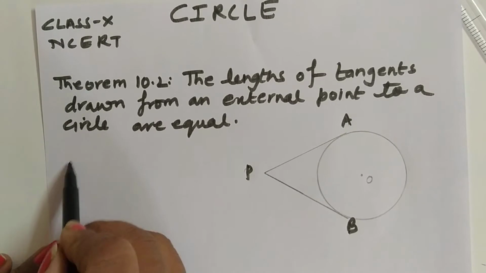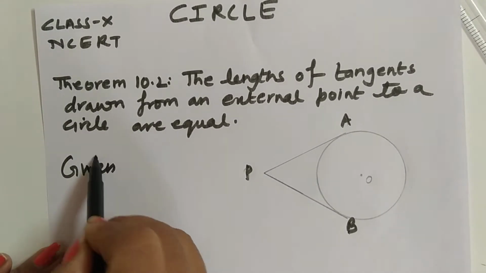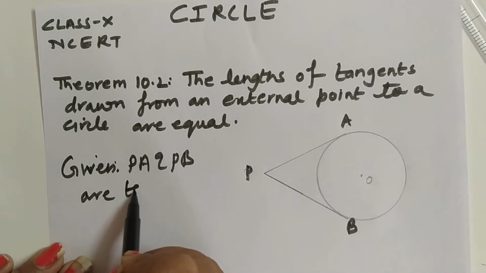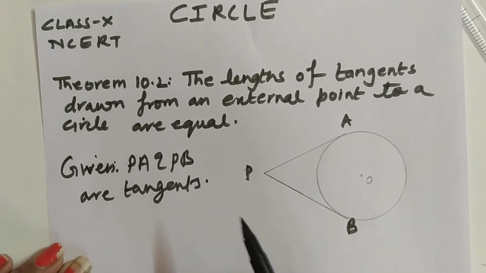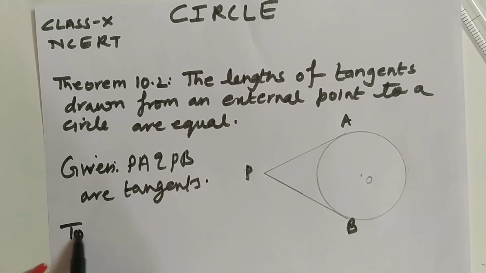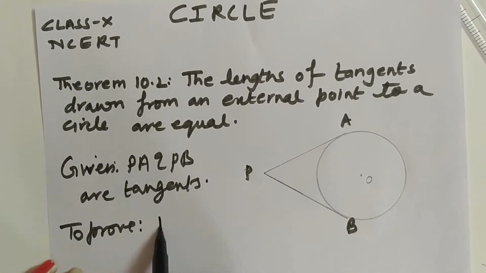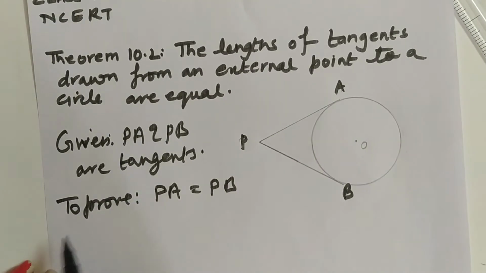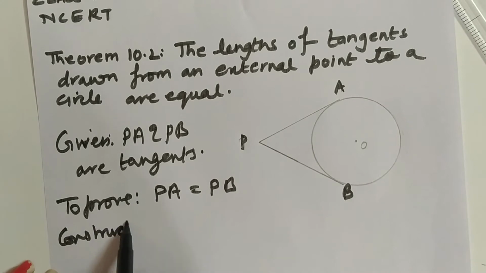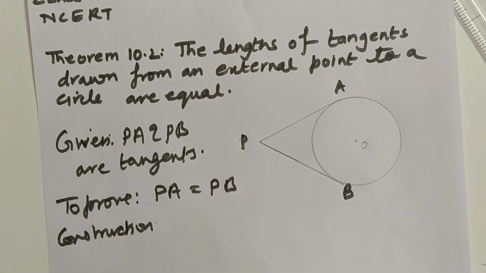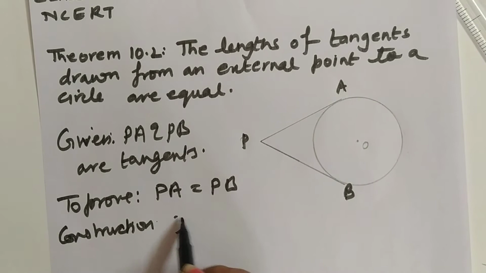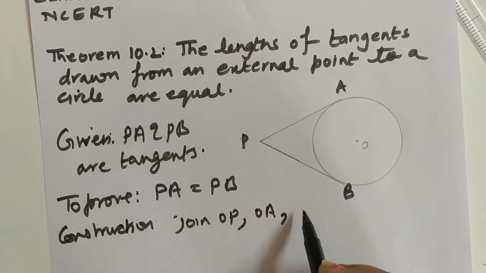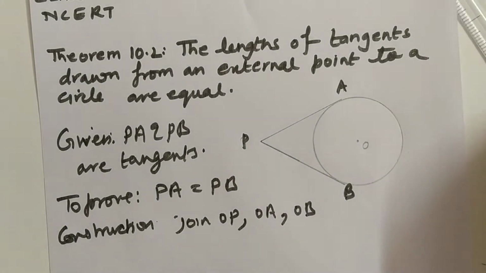First of all, what is given to us? PA and PB are tangents, and we need to prove that PA is equal to PB. So what will we do? We will do the construction. What construction? We will join OP, OA and OB.